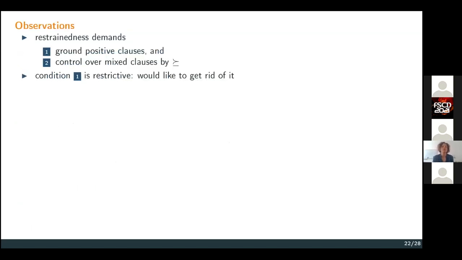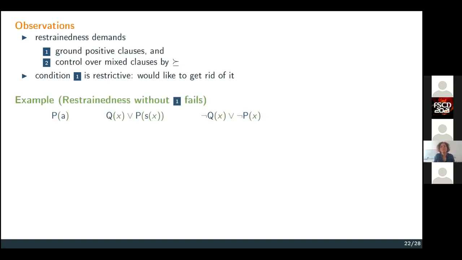So if we look at this restraintness criterion, it demands two things. First of all, positive clauses have to be ground, or at least those that have potentially infinite sorts. And secondly, it demands that we can control the mixed clauses, so those that contain positive and negative literals, by some ordering. However, this condition one is pretty restrictive, so we would like to get rid of it. So this was a starting point for this work to look into the controlled fragment.